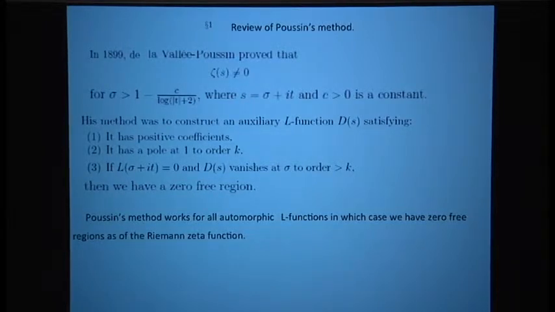So if D of s vanishes at sigma to order equal to k, then we can only prove L of s doesn't vanish on the one line. So that's Poisson's method, based on such a positivity argument. This method works for all automorphic L functions.